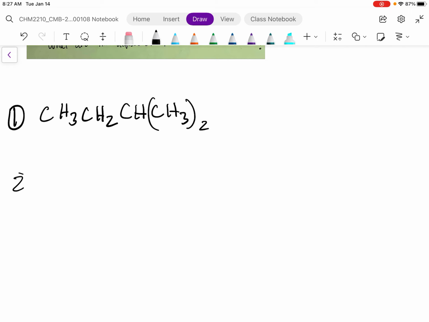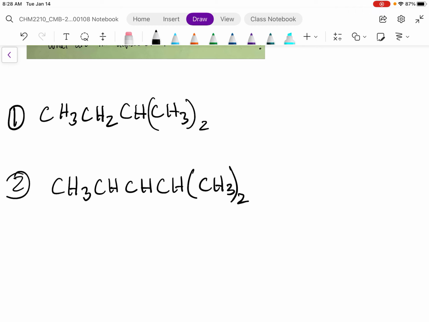The second problem that I want you to do. Let's see. Draw another skeletal structure for this guy. Draw the skeletal structure for that condensed formula. And then question 3. Take that skeletal structure and draw the condensed formula.